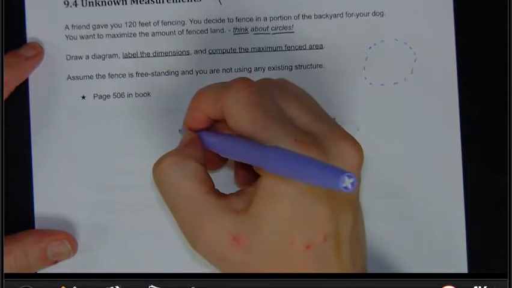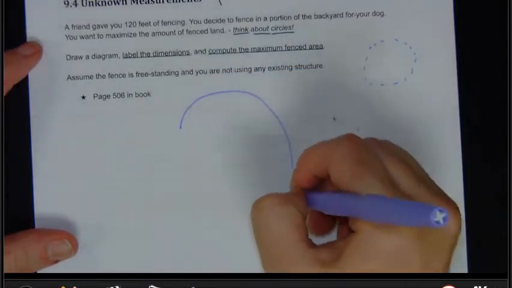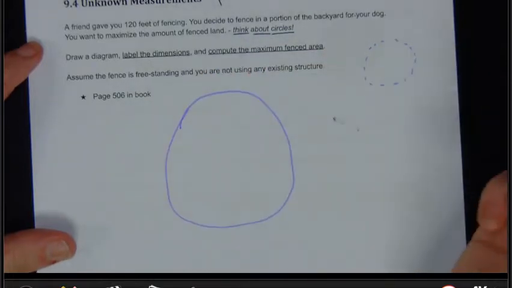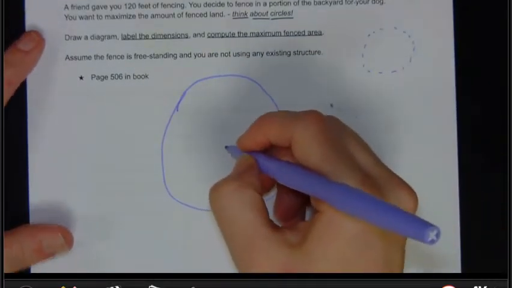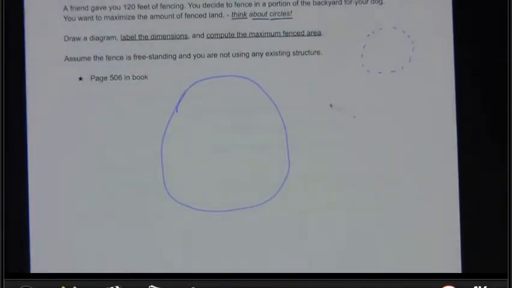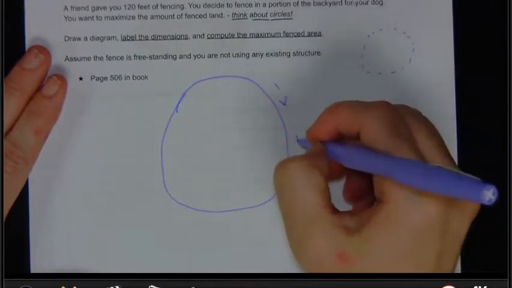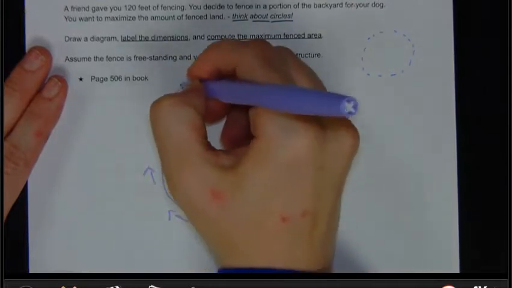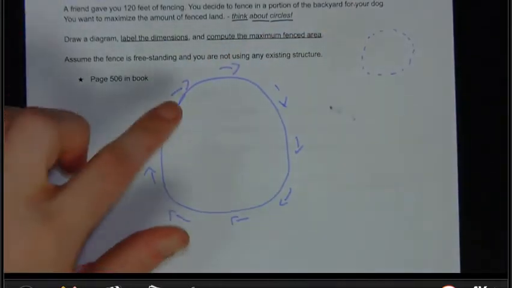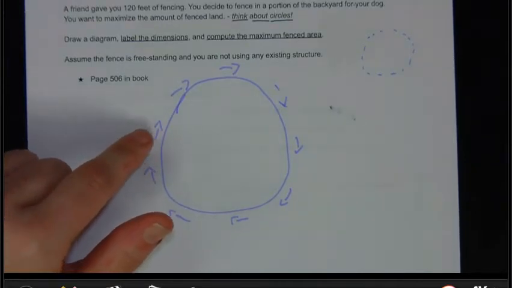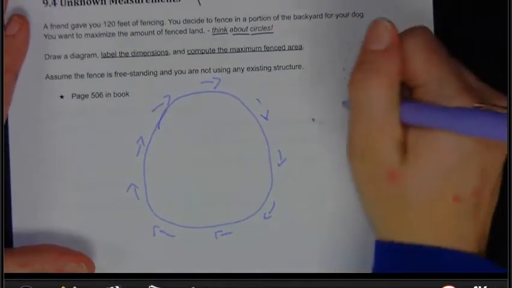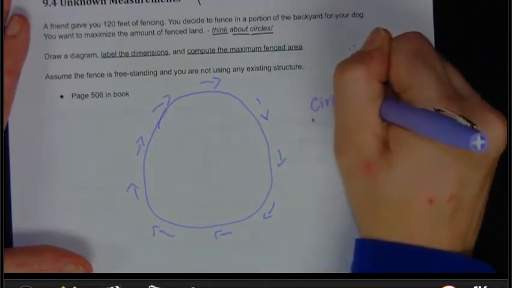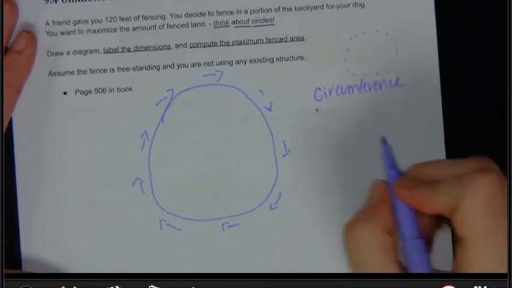All right, so I'm going to start off by drawing a circle. Not as pretty, kind of looks like a weird shaped oval. I want to maximize up to 120 feet worth of fencing, which means my 120 feet is going to be the entire distance around my circle. That's the max I want to be. Now, what do we remember? What's the word for the distance around a circle? That is my circumference.